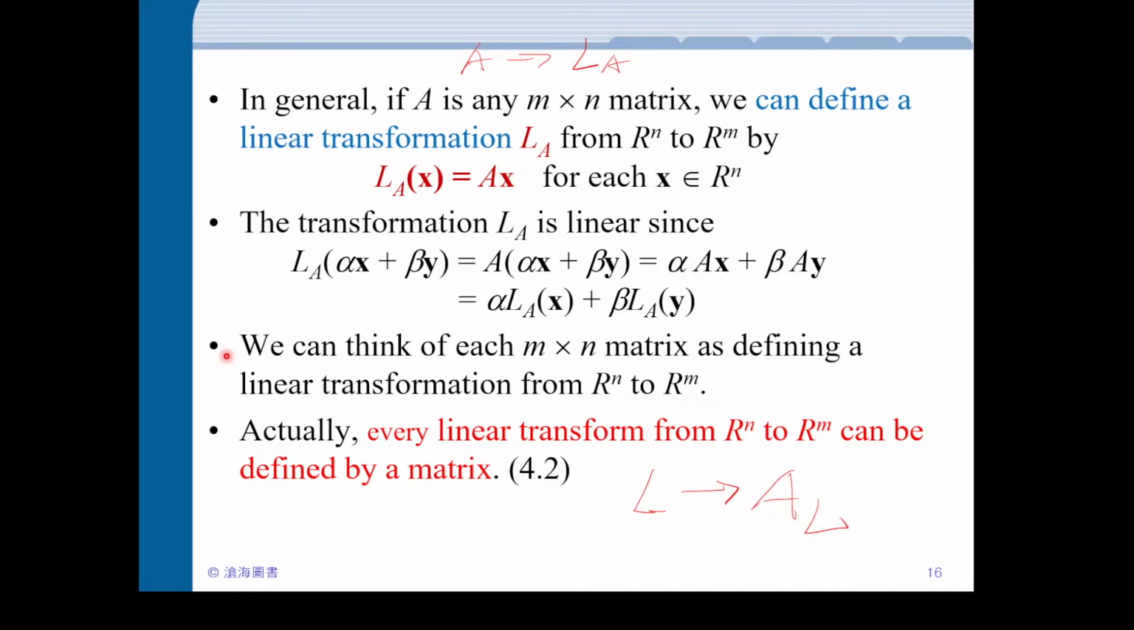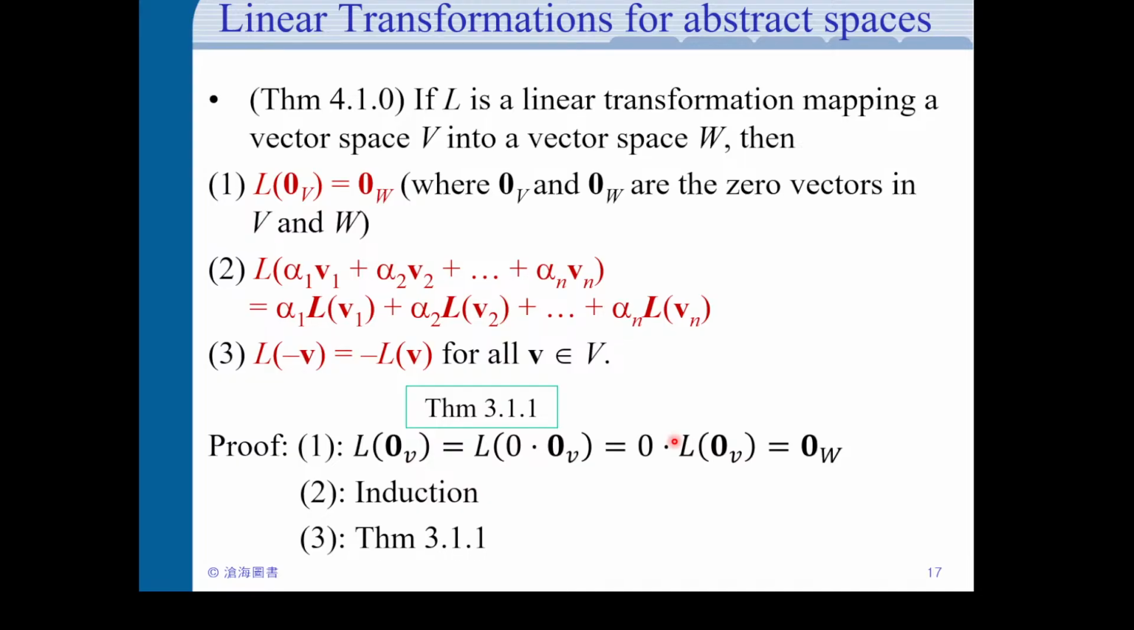So really, there is a one-to-one correspondence between matrices and linear transformations. Later on, in 4.2, we will prove this. This is a nice thing to keep in mind, but for now, let's talk about something else. This is about Rn and Rm, and let's talk a little more about linear transformations on abstract spaces.